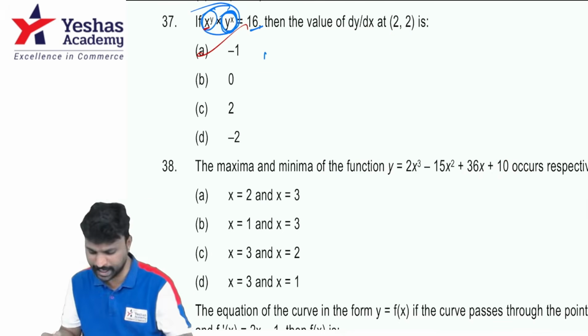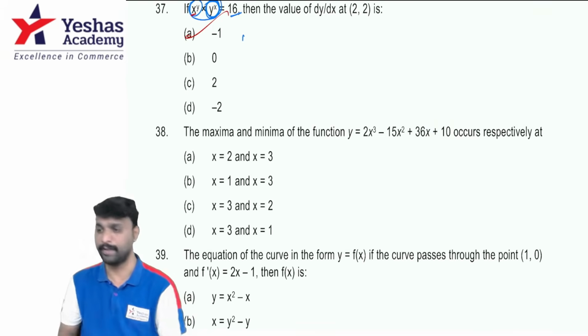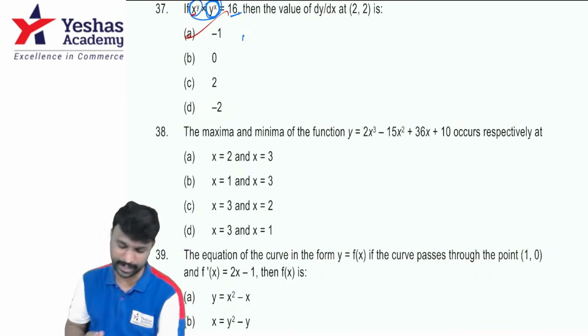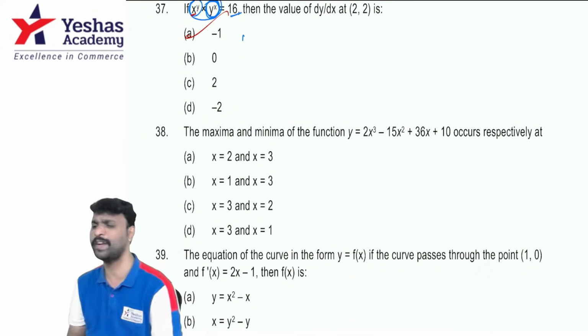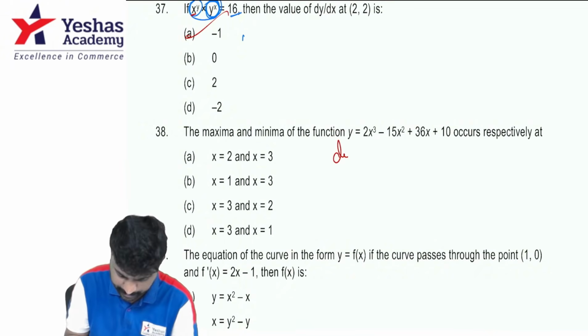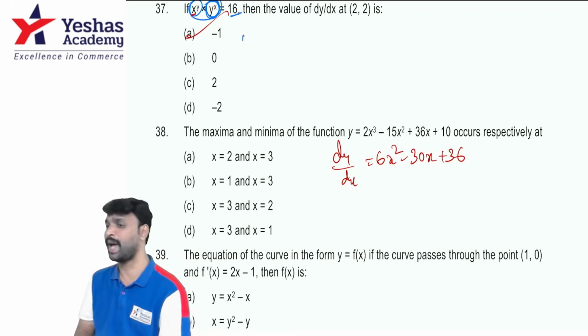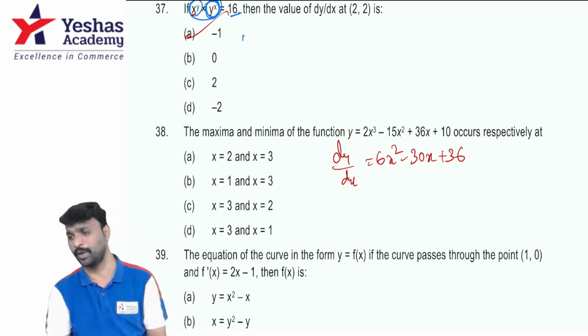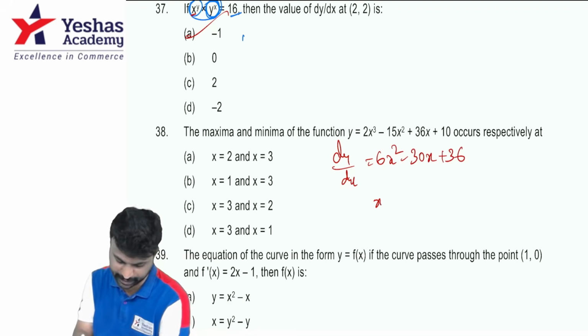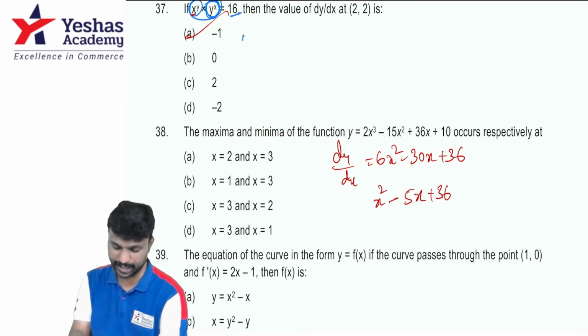Guys, we need to find the maxima and minima for this function. It's one of the solved questions in our material. When you want to find maxima or minima, first of all, find the derivative of this function. So the derivative of 2x cube is 6x square, the derivative of 15x square is 30x, the derivative of 36x is 36. Now I have to equate it to 0. Before I equate it to 0, I can take 6 common. If I take 6 common, (x square minus 5x plus 6) into 6 equals 0.